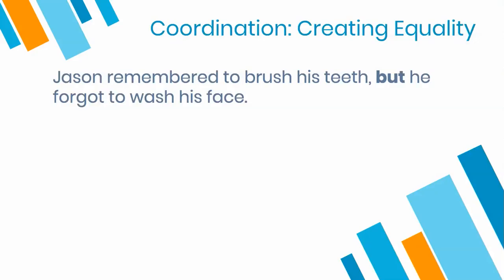Let's look at some ways in which coordination is appropriate. Jason remembered to brush his teeth, but he forgot to wash his face. This is the perfect use of a coordinating conjunction. I've got one clause, Jason remembered to brush his teeth, linked to another contrasting clause, and they're in parallel structure. I've got my two subjects, Jason and he, my two verbs, remembered and forgot, and then the complements of those, the infinitives to brush his teeth and to wash his face. That's exactly when you would want to use a coordinating conjunction.